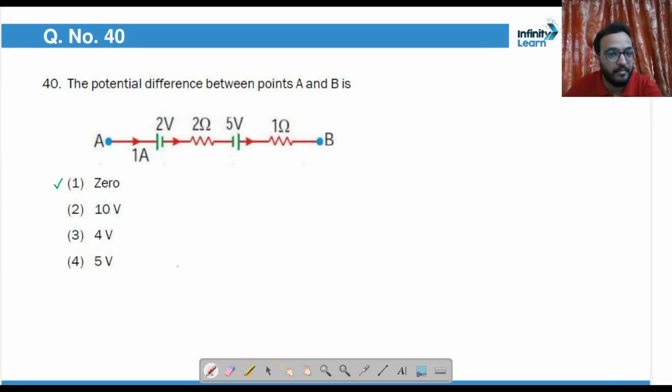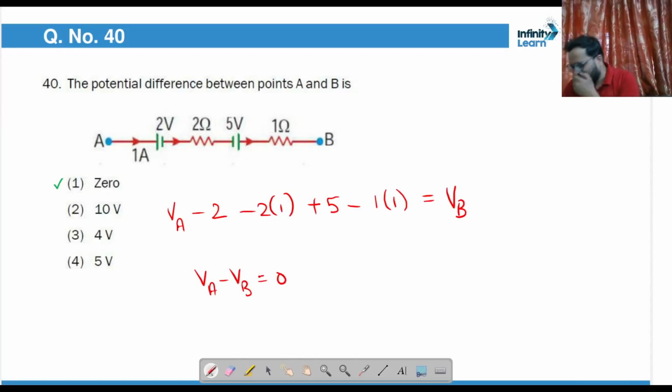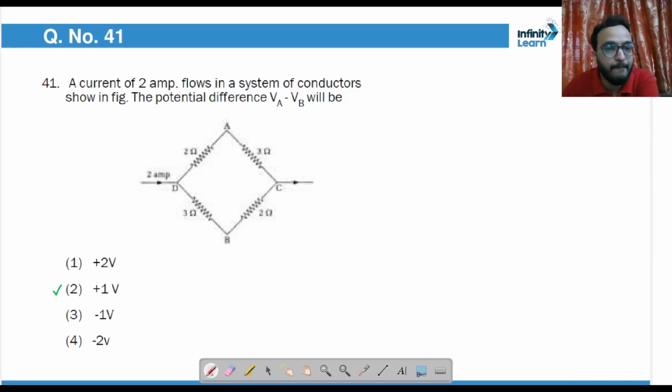This is very simple. VA minus 2 into 1, then potential rise plus 5 minus 1 into 1 is equal to VB. So what is VA minus VB? Minus 2 minus 5, 0. VA minus VB will come out to be 0. Question number 41.